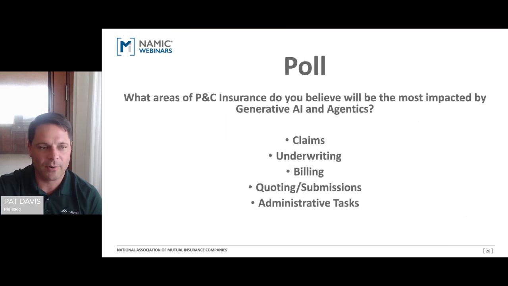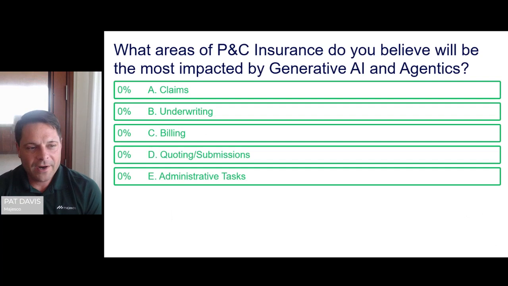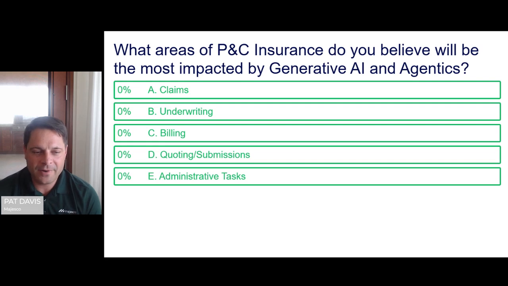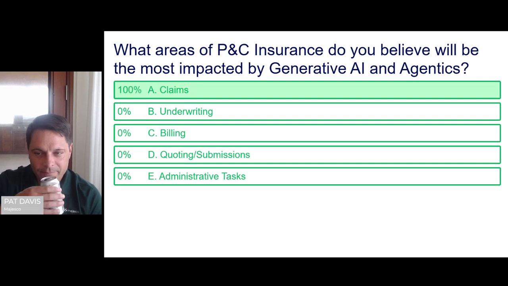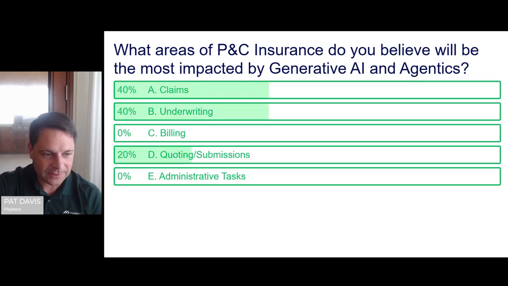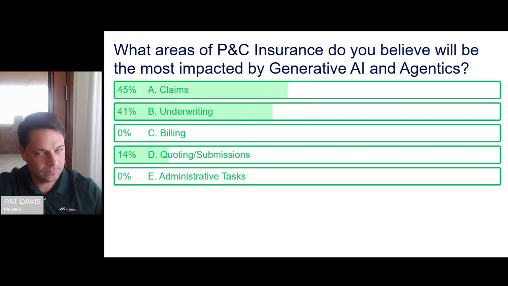All right, our last poll. What areas of P&C insurance do you believe will be the most impacted by generative AI and agentics? Claims, underwriting, billing, quoting and submission, or administrative tasks? All right.